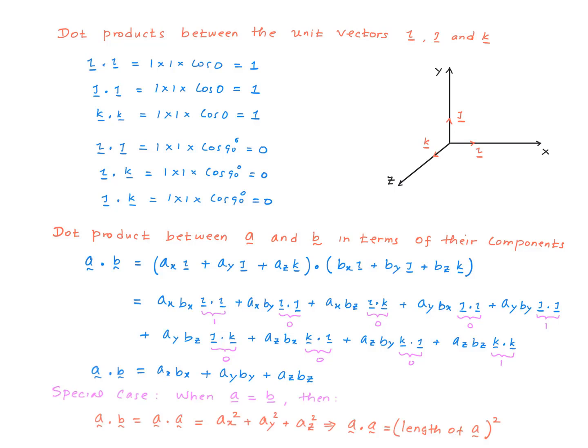As a special case, we note that when a and b are equal to each other, this dot product becomes a dot a, and on the right side, we simply have ax squared plus ay squared plus az squared, which we know is the square of the length of the vector a. And therefore, a dot a is simply length of a squared.